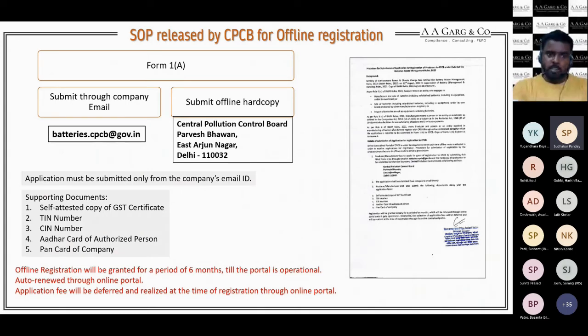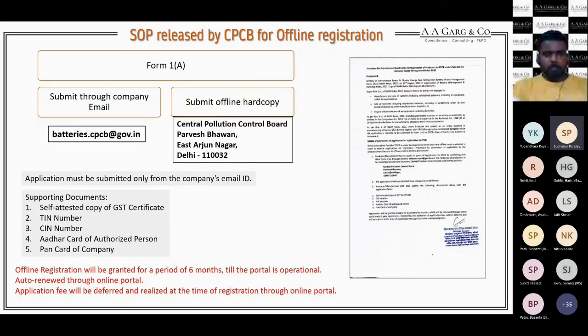The procedure also says that this registration will be granted for the period of 6 months. After that, it will expire and the auto renewal will be done through the online portal of the CPCB. At that moment, you have to pay the fees. As of now, there is no fee for submitting the offline registration. The fee will be taken at the time of the auto renewal through the online portal.